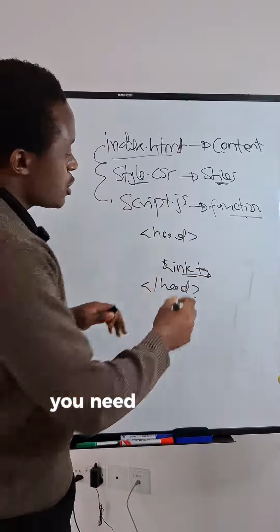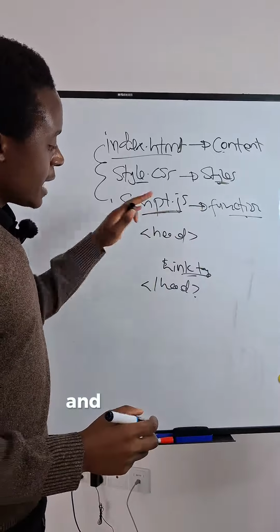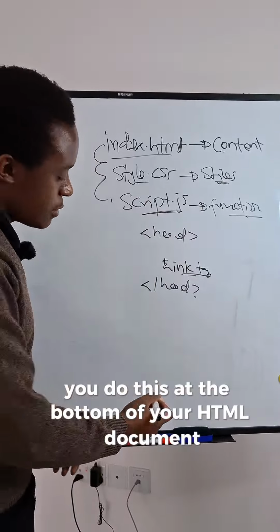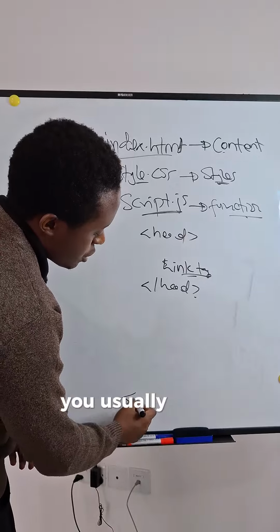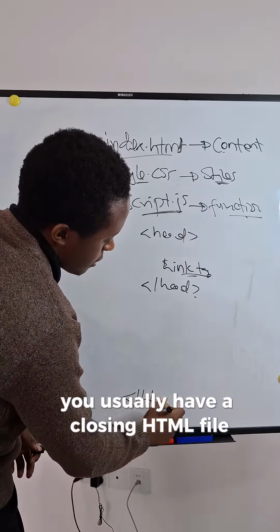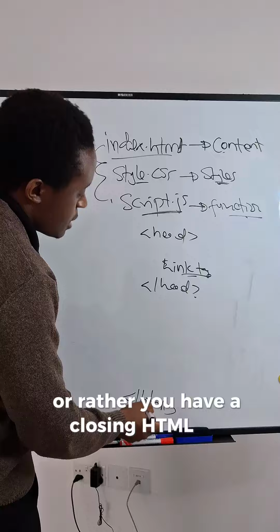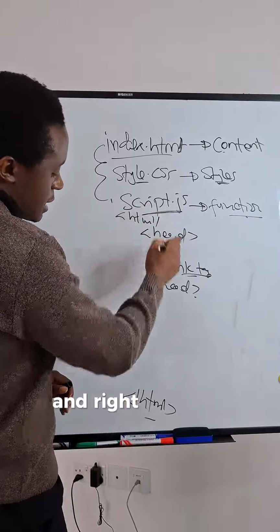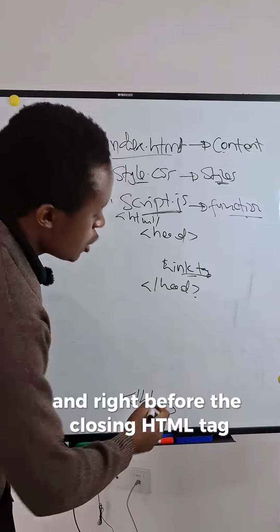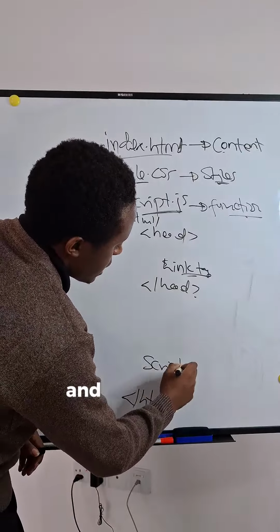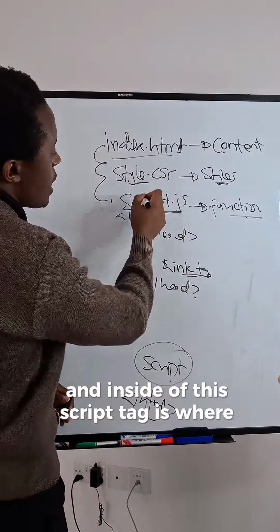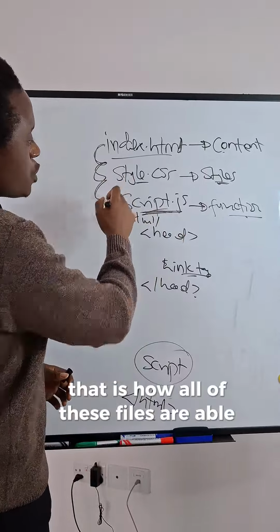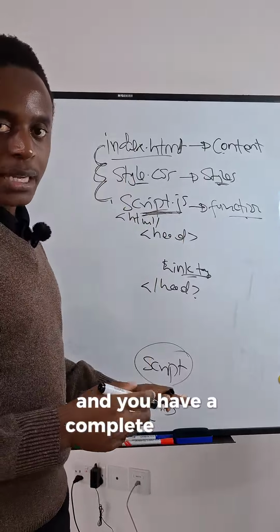Once you've done this, you need to link your JavaScript file. And how you link your JavaScript file is you do this at the bottom of your HTML document. At the bottom of the HTML document, you usually have a closing HTML tag. There's also always an opening HTML tag. And right before the closing HTML tag, you'll create a script tag. And inside of this script tag is where you link your script.js. That is how all of these files are able to communicate, and you have a complete website that you're going to use.